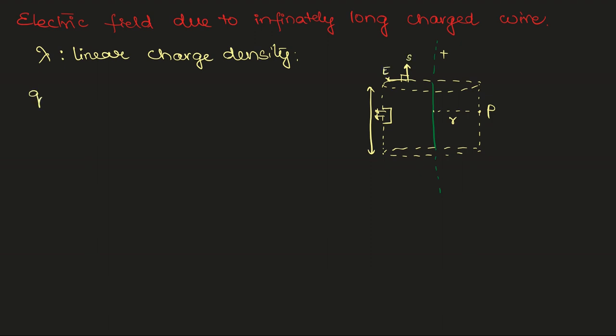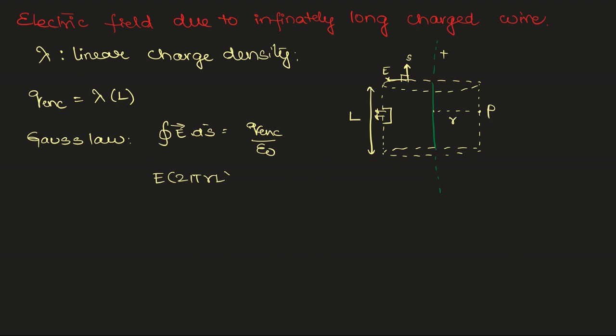First, the charge enclosed will be equal to lambda into L, if L is the length of the cylinder. Then from Gauss law, integration of E dot dS will be equal to Q enclosed by epsilon naught, or E into 2 pi RL, because the curved surface area of the cylinder is 2 pi RL, equals lambda into L by epsilon naught. L gets cancelled. So electric field will be equal to lambda by 2 pi epsilon naught R.